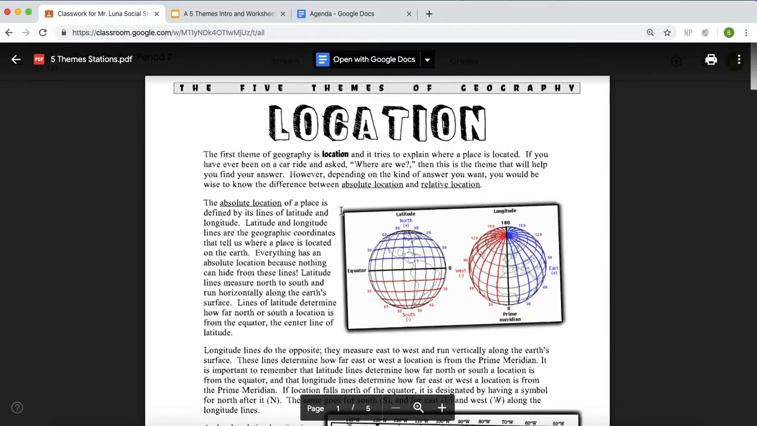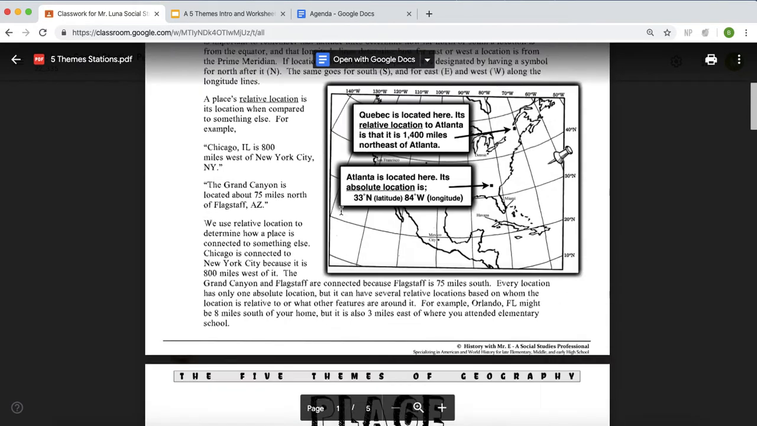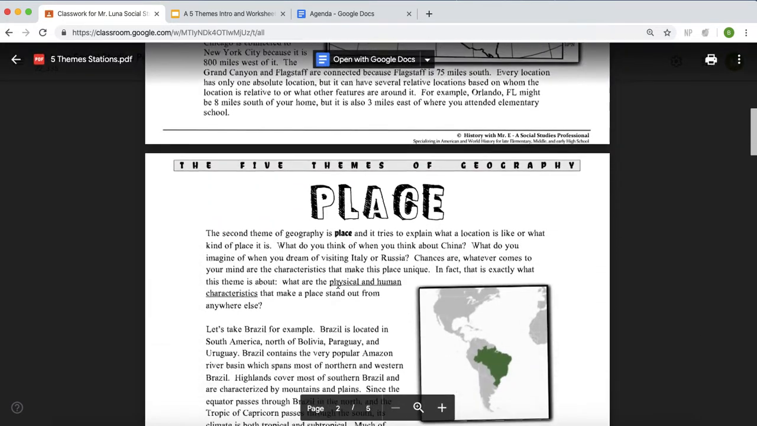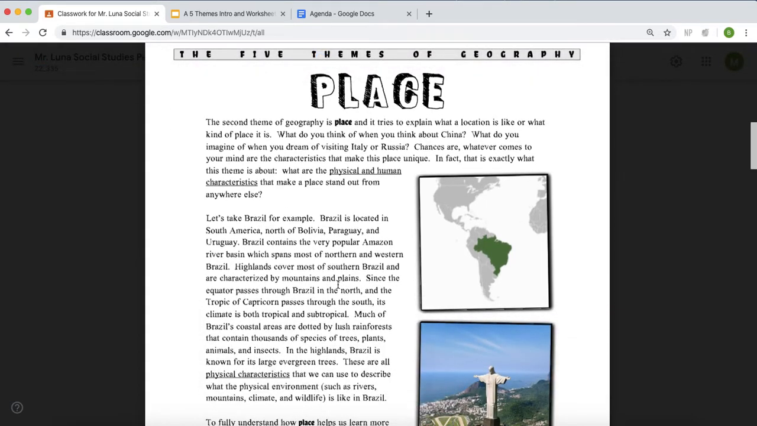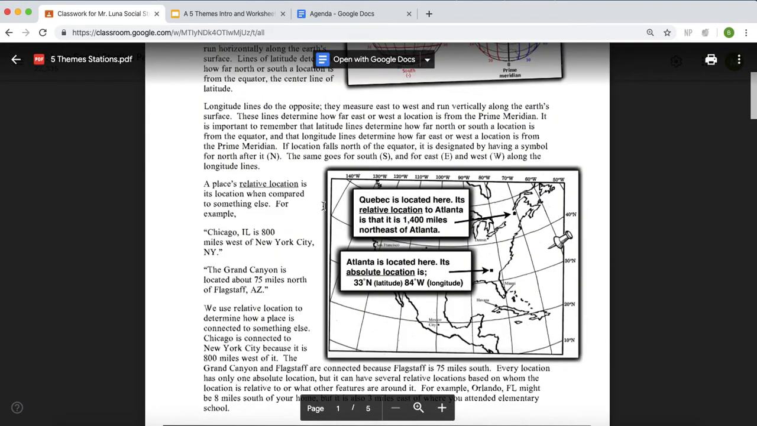Again, you guys will have to use all of the 5 themes. So the first theme is location. The next one is place. Now, location, we did it together, okay?